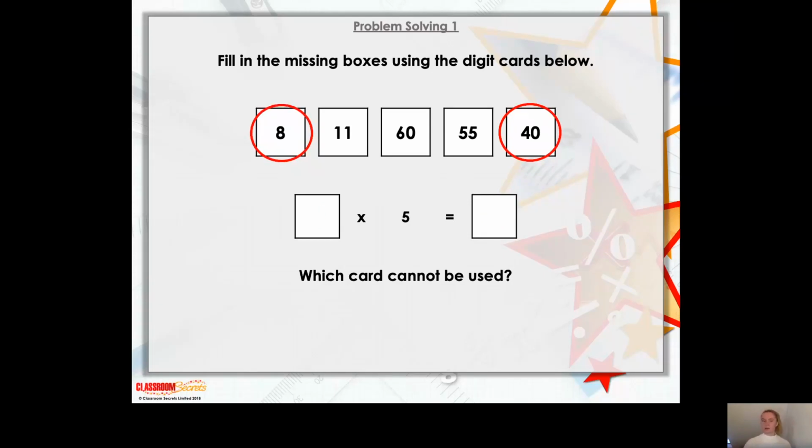Now, let's try this time using 11. So 11 multiplied by 5. Are you ready to count up in steps of 5? 11 times? Let's go. 5, 10, 15, 20, 25, 30, 35, 40, 45, 50, 55. Stop! The answer's 55. So therefore, we've used the 11 and the 55. So which card cannot be used? Yes, that's right. 60 cannot be used. Fantastic.